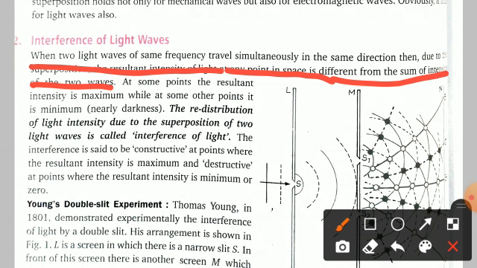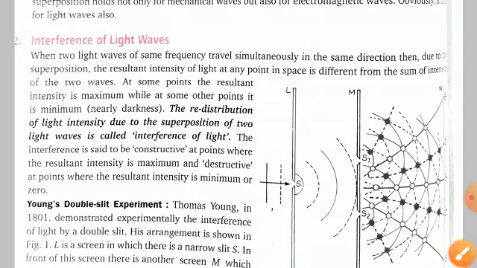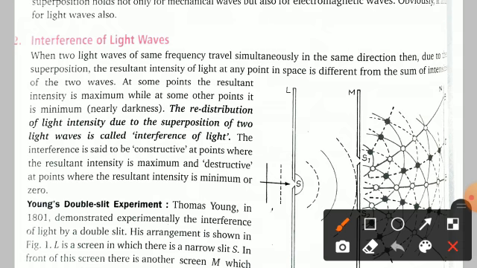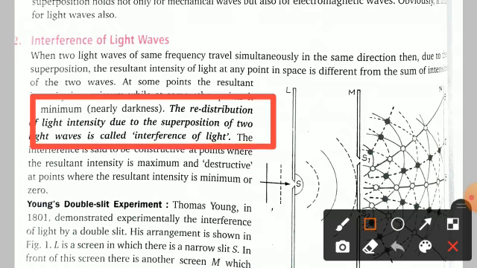So at some points the resultant intensity is maximum, while at some other points it is minimum, nearly darkness. So you can say that the redistribution of light intensity due to the superposition of two waves is called interference. This is the definition of interference. So how can you define it? The redistribution of light intensity due to the superposition of two waves is called interference of light. I hope it is clear.